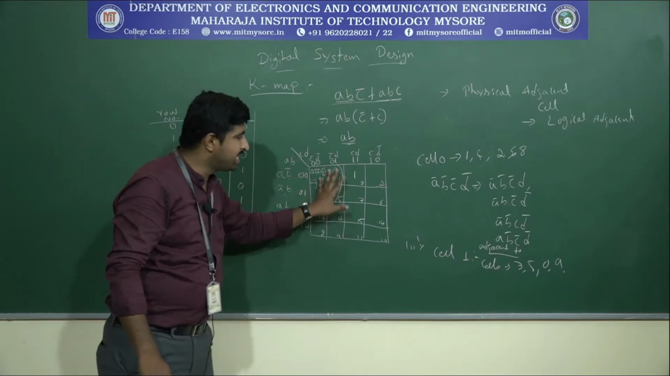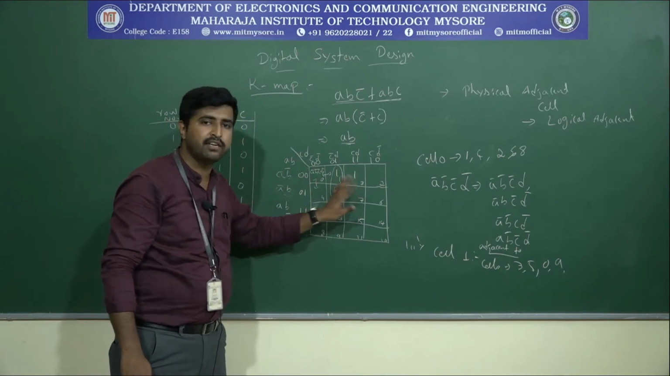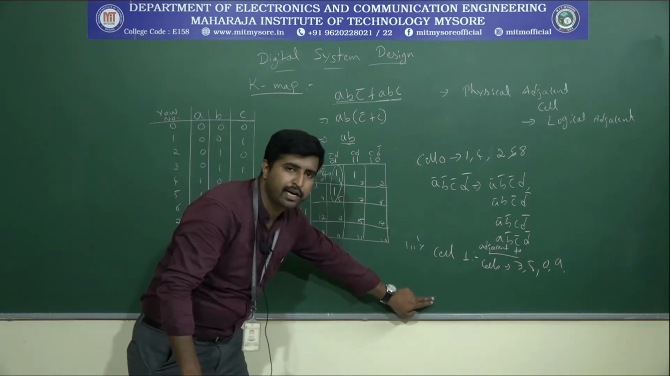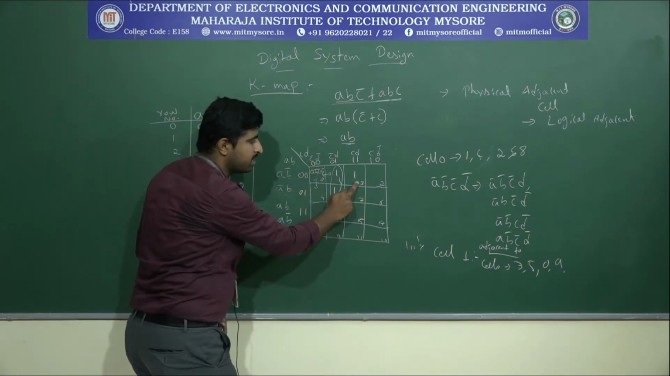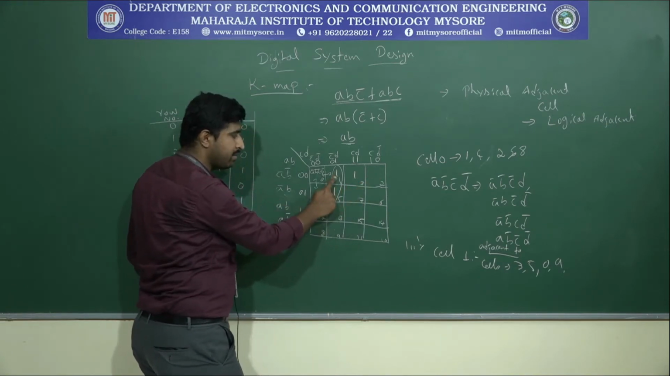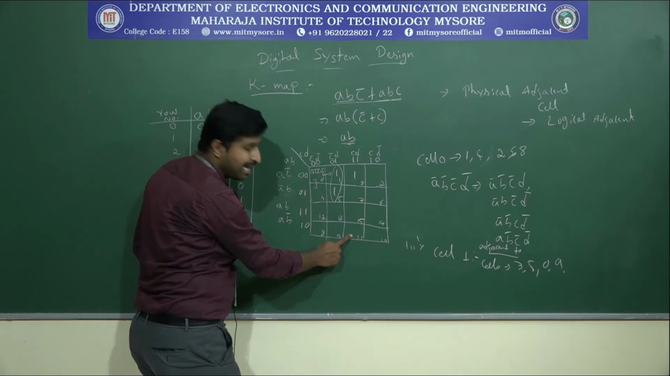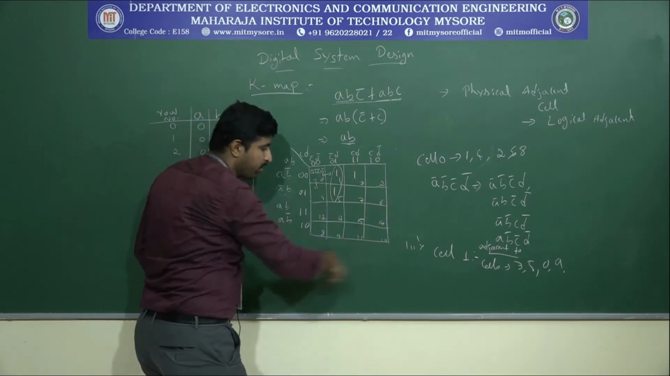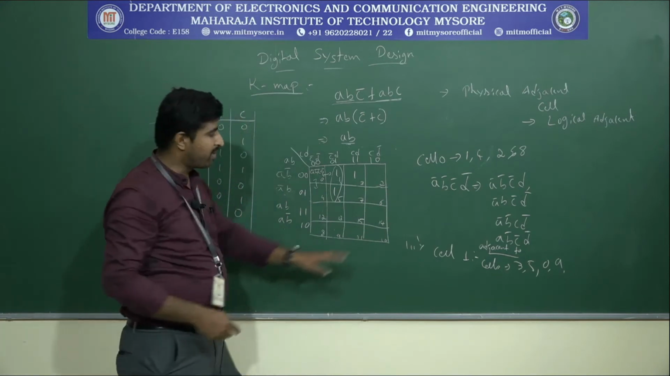Similarly, let's see which cells will be adjacent for the 3 variables also. It can continue similarly. For cell number 3, which are the adjacents? Cell number 2, cell number 7, cell number 1 and even cell number 11. So these are the adjacents to cell number 3. As such, you can continue. Hope you understood this part.